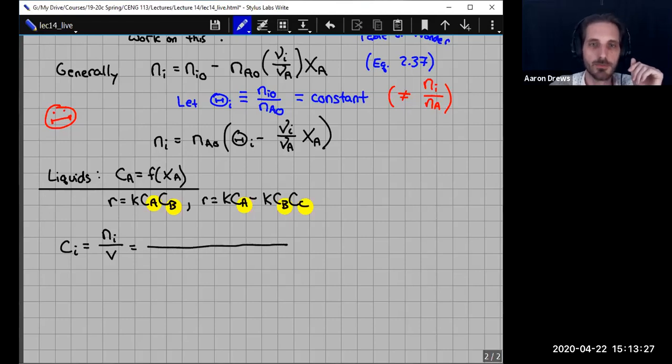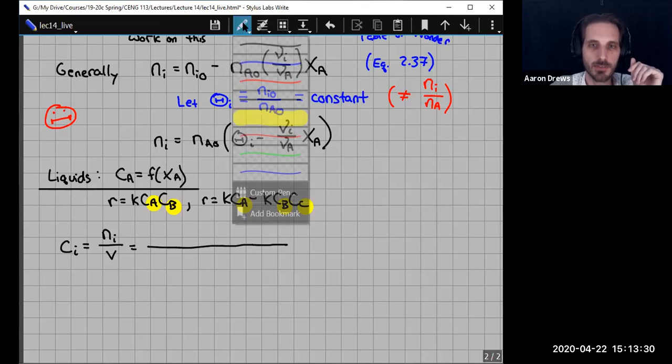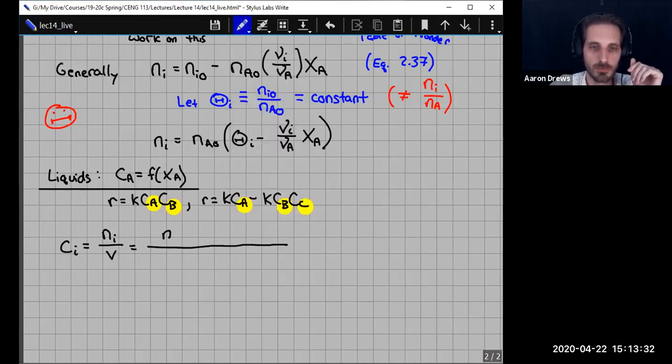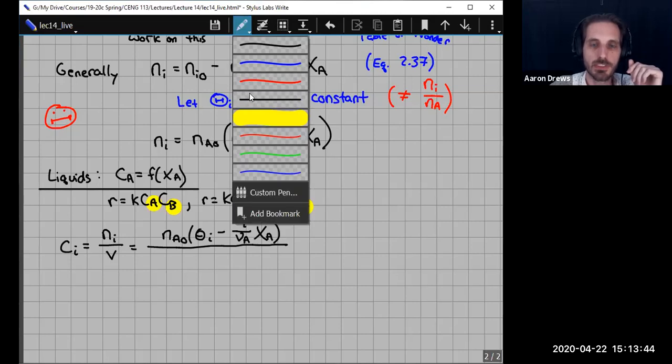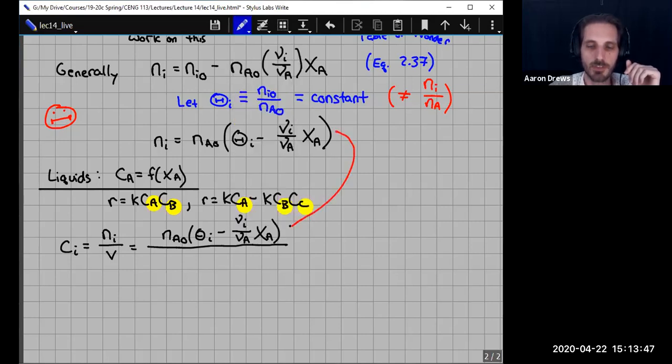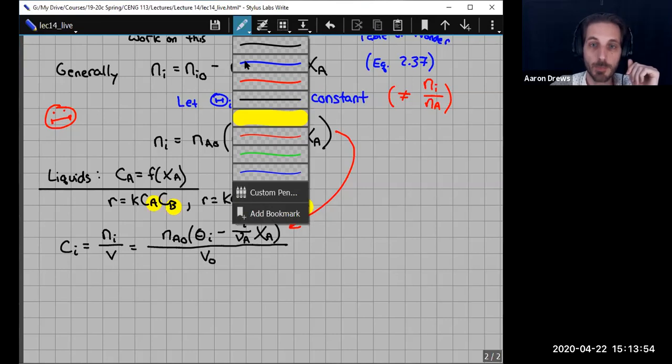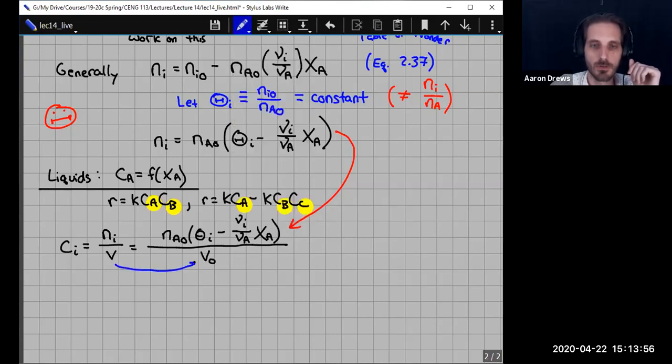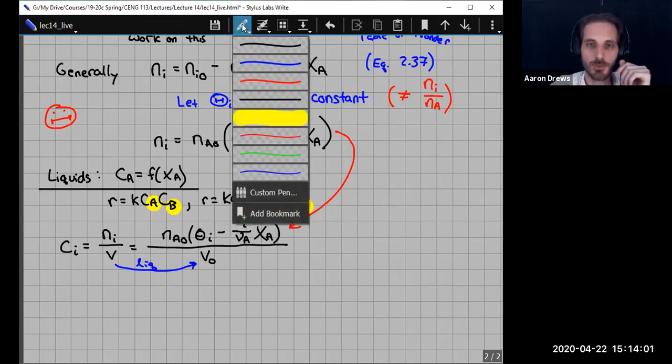First thing to do for n sub I, let's substitute in what we just wrote above, which is n a zero times theta I minus stoichiometric coefficient of I over a times x sub a, right? So if we take this expression and just use it directly, right inside of there, we also get that V is equal to V zero because this is a liquid, right? So I get to go from here to here because it's a liquid. Great, that's not too shabby at all.